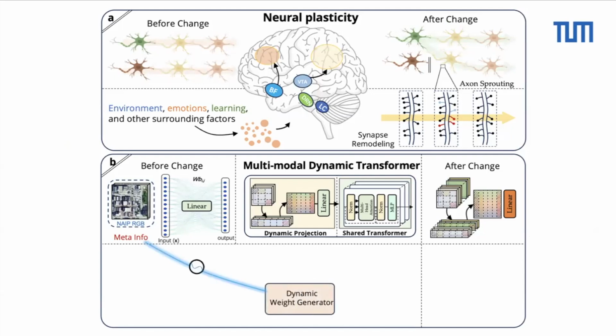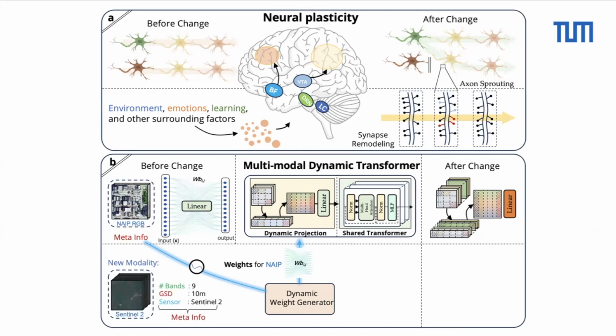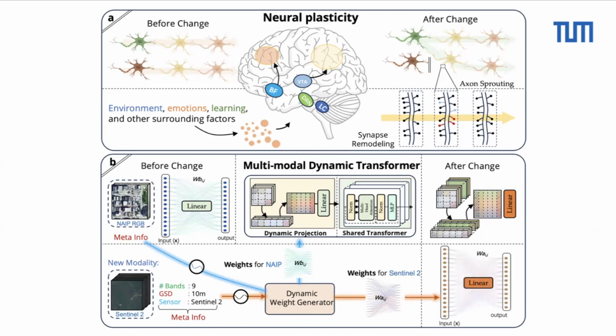So here we design a dynamic weight generator. It's nothing but a hyper network. It accepts the metadata info as input and outputs the weights of the dynamic projection layers in our DOFA model. And when a new data modality comes in, we accept the metadata info as input, and the dynamic weight generator would generate weights for the new data modality, and we can use these weights to dynamically process the new modality data. And this is the main process.